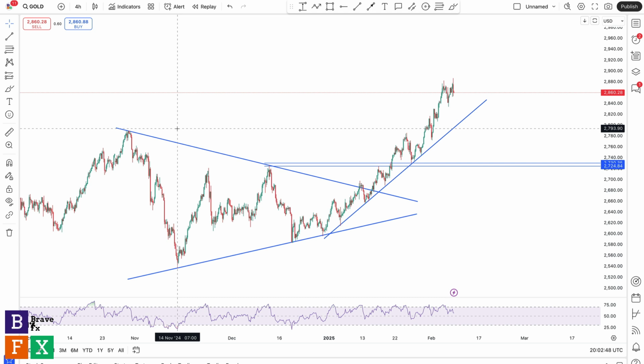To get started, we're talking about the gold chart on the 4 hours time frame. So we'll be reviewing gold, Nasdaq, US30, which is Dow Jones, and EUR-JPY. Some really interesting charts we're going to be discussing today. So, gold chart on the 4 hours time frame.